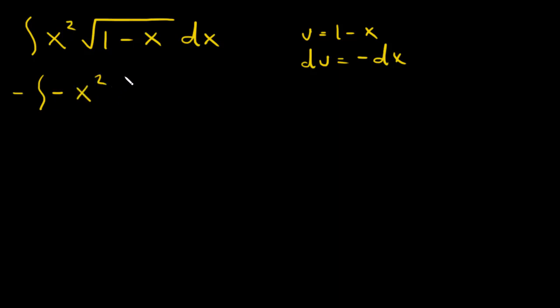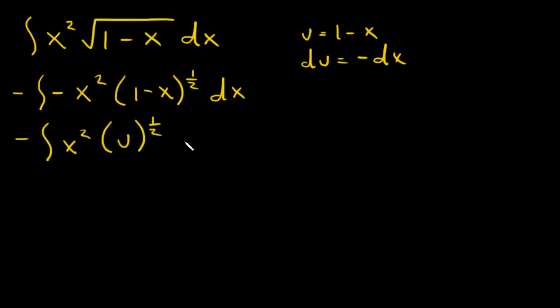Okay. Now if I do my substitutions in here, I'm going to wind up with negative x squared u to the 1/2. Oh, sorry, I didn't mean to substitute that fast. Let me do that in 2 steps. 1 minus x to the 1/2 dx. I've got my negative dx for the du. This is going to become negative integral of x squared times u to the 1/2 du.